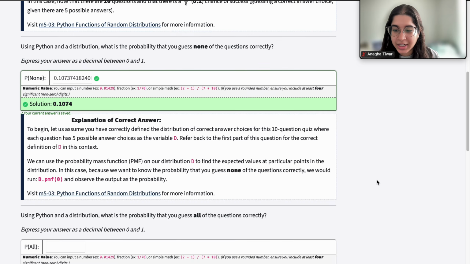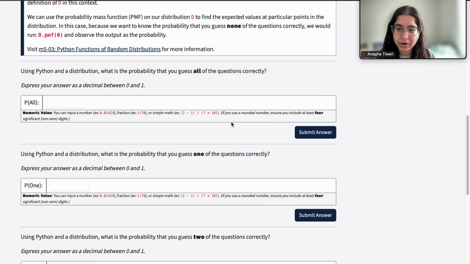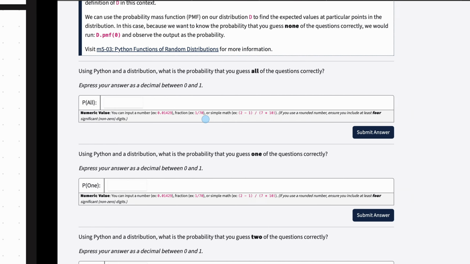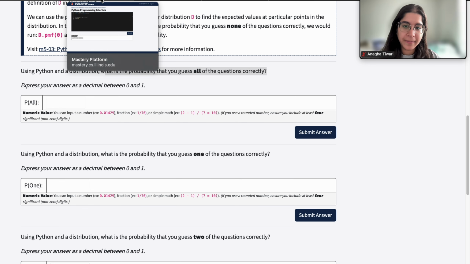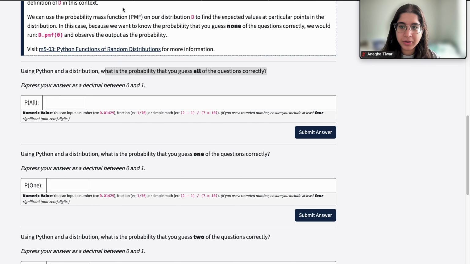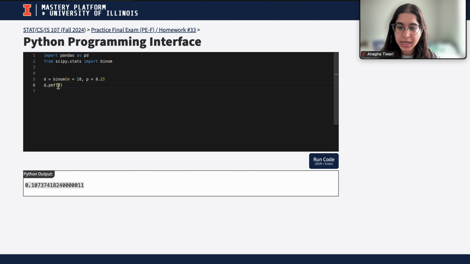The other questions are very similar, but you can either do this using Python or using our formula. I'll probably just do these all using Python. So what is the probability that you guess all of the questions correctly? I have 10 trials, so I want to find the probability that x equals 10, because I want the probability that I guess all of these questions correctly. So I want d.pmf of 10.